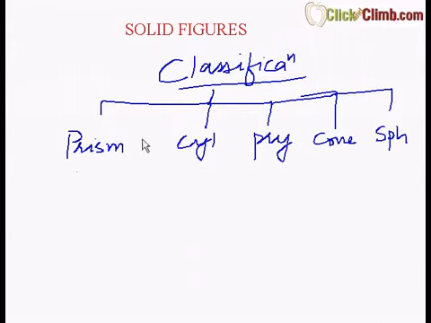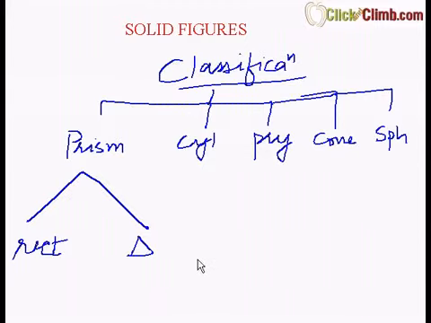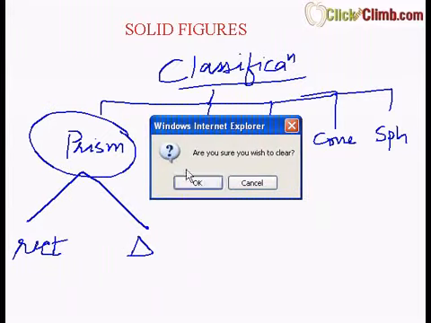Now prism can also be classified into two types, that is rectangular prism and triangular prism. Now this is the basic classification of prism. So let's take prism. Now we'll talk about the prism. Let's talk about the surface area of a prism. Now what is the surface area actually?